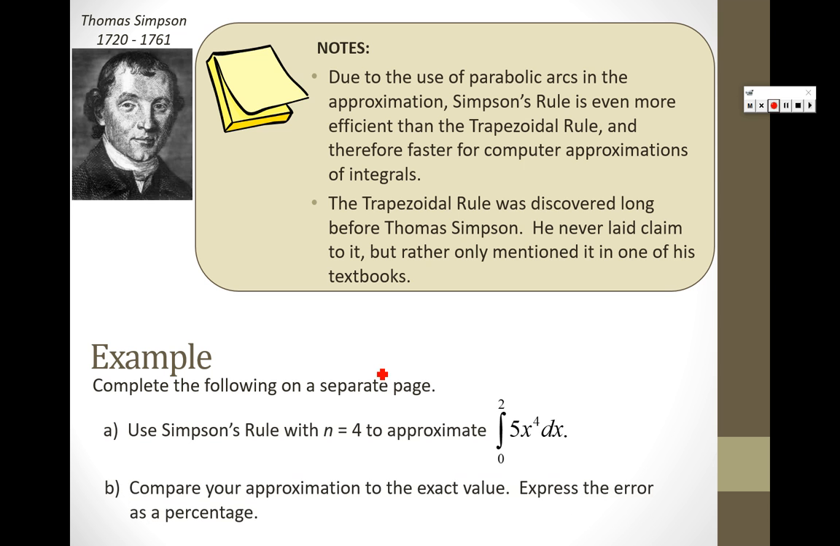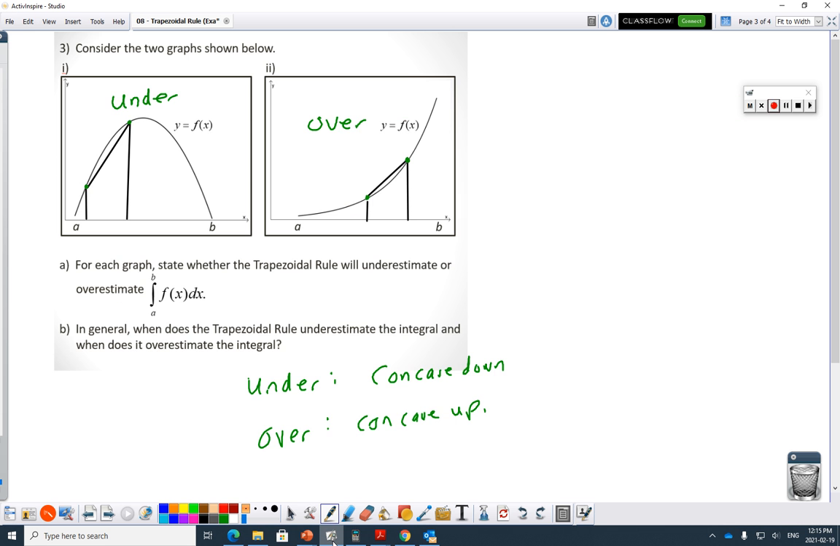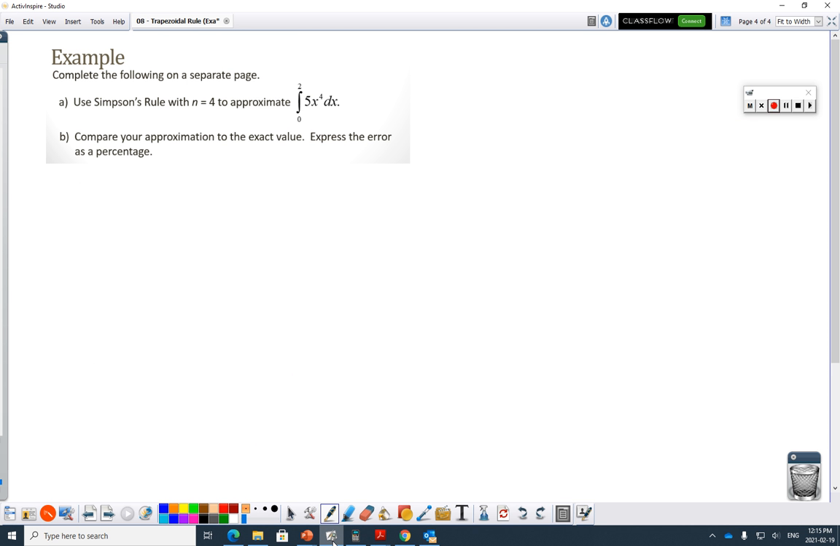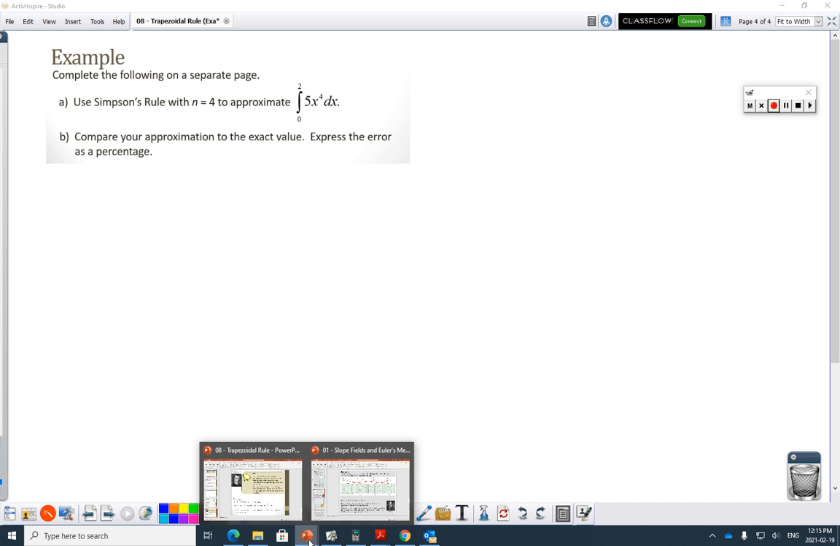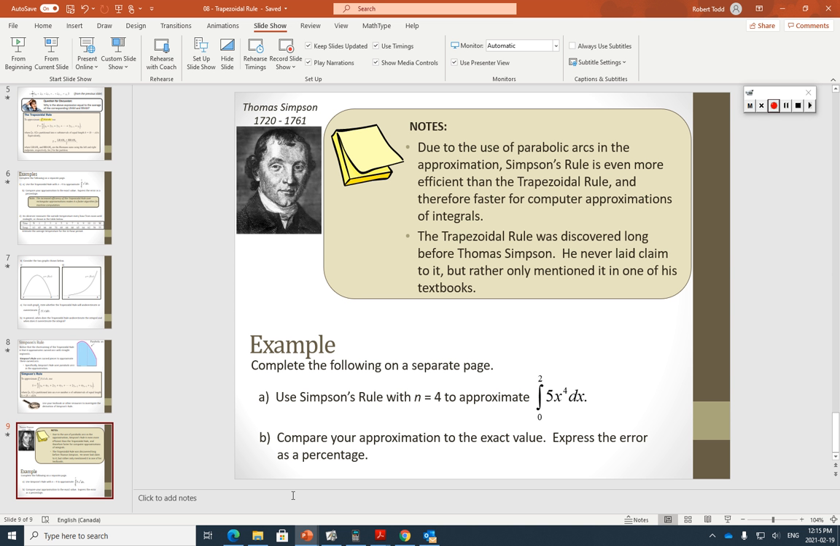Complete the last example of this lesson. I think I've got this on a separate deal here. Where is it? Right here. Use Simpson's rule with n equals 4. When I ask you to use Simpson's rule on the test, I won't use some crazy amount of rectangles or little arcs here. It'll be something under control.